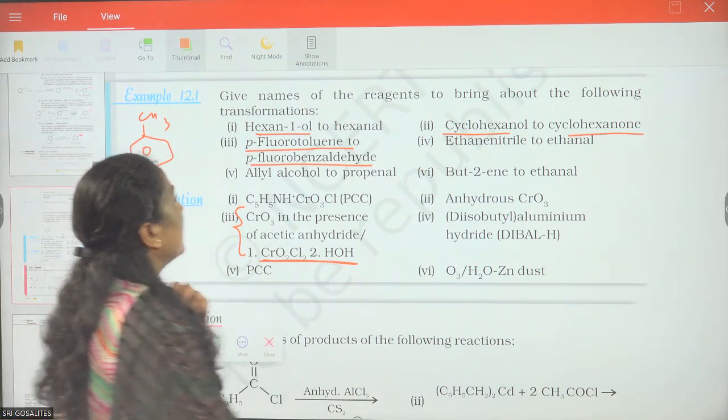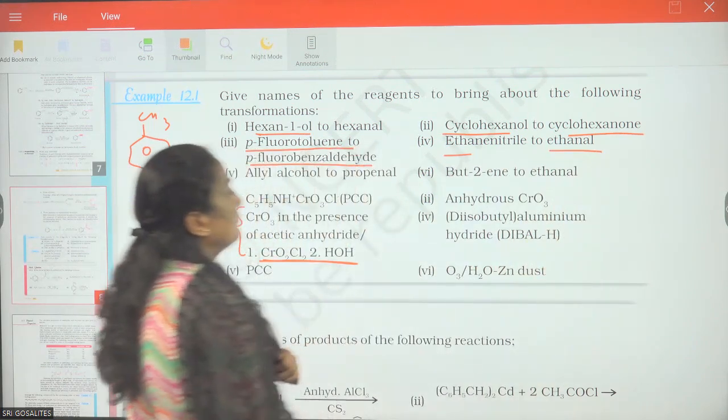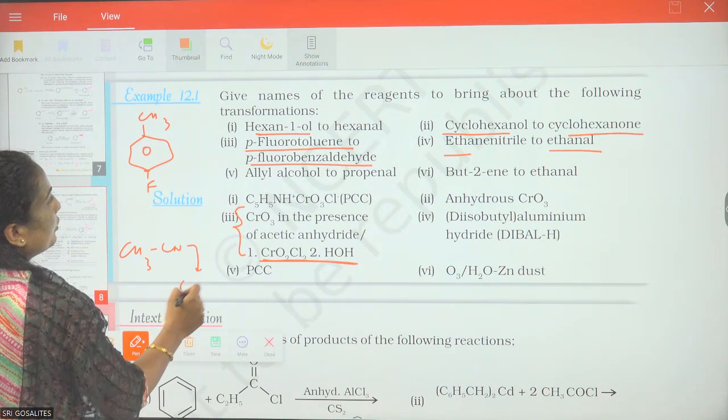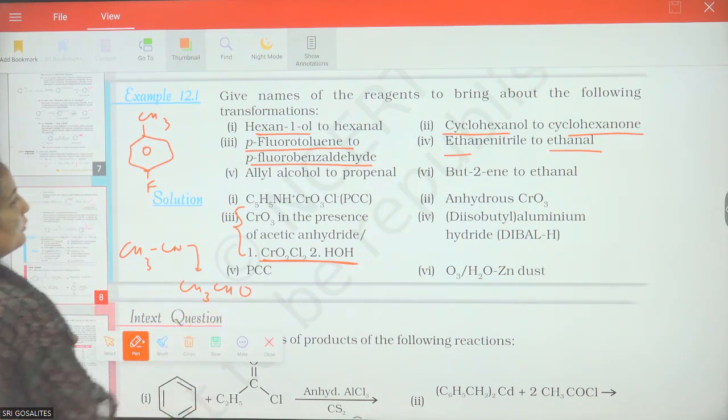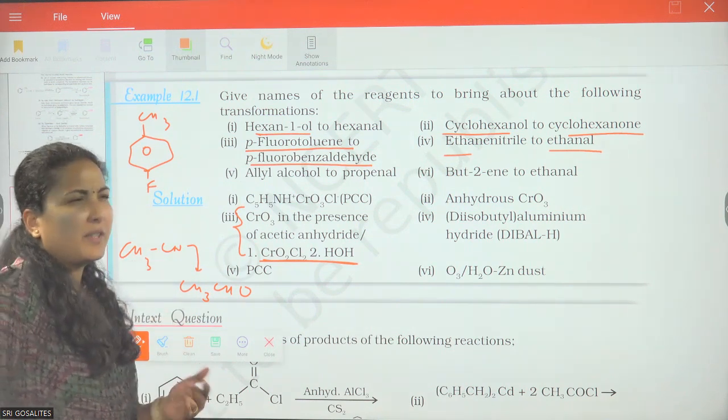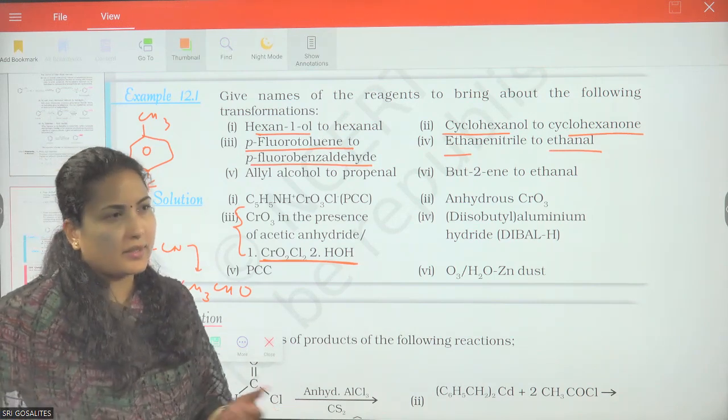Okay. Now similarly, ethane nitrile to ethanal. Ethane nitrile is CH3CN, and what you need is CH3CHO. So you can go for DIBAL-H, it will be able to do that. DIBAL-H is very, very restrictive. Only with the cyanide and ester it is able to do.